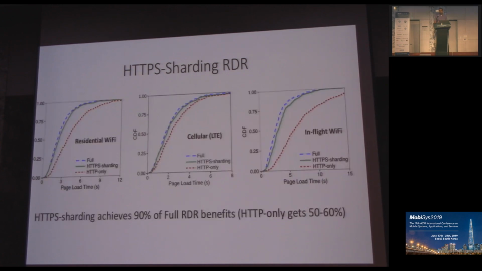And so we evaluated HTTPS sharding using the same setup as before, and we found that it's able to significantly outperform HTTP-only RDR while providing the same security guarantees. In particular, we found that HTTP-only proxies are able to achieve only 50 to 60% of the benefits of full RDR, while HTTPS sharding is able to achieve over 90% of the benefits of full RDR without sacrificing HTTPS security.